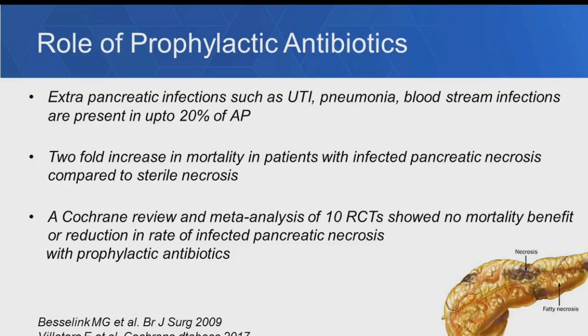And next, regarding the role of prophylactic antibiotics. Why this is important is because 20% of the patients with acute pancreatitis can have some form of extrapancreatic infections, including UTI, pneumonia, bloodstream infections, and there is a 2-fold increase in mortality risk among patients with infected pancreatic necrosis compared to sterile pancreatic necrosis.